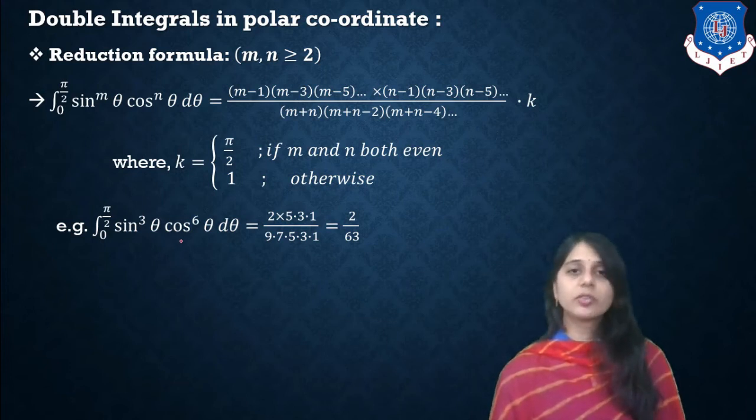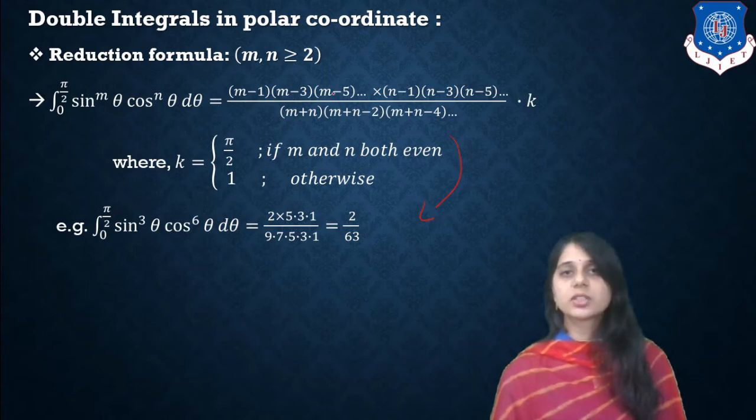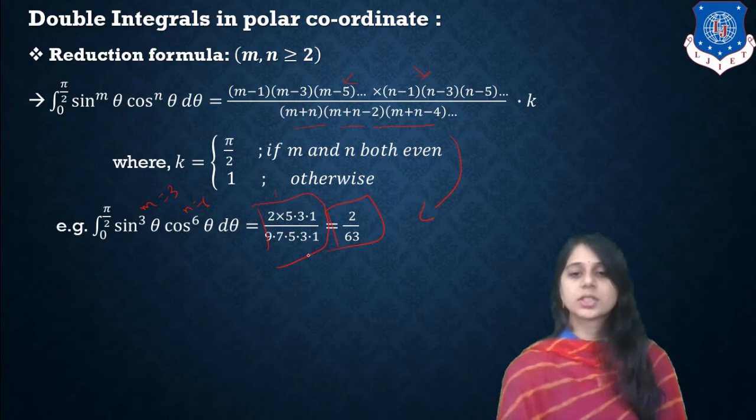It is quite difficult, so we apply this reduction formula to solve it: (m minus 1)(m minus 3)(m minus 5) into (n minus 1)(n minus 3)(n minus 5). It is an odd formation, and this one is also an odd formation. In the denominator we take m plus n, then m plus n minus 2, and so on. This is the even formation into k. Now put the values: m equal to 3 and n equal to 6. We get this formation, and the answer is 2 by 63.